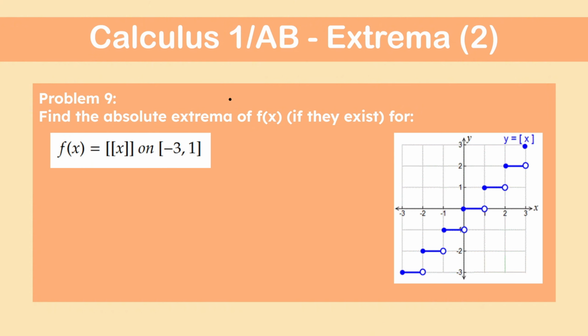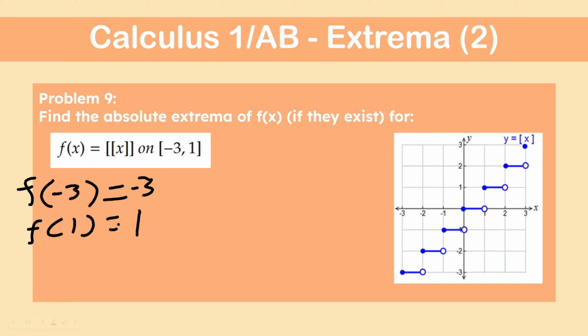Okay, so now we're going to find the absolute extrema of f of x of the greatest integer function from negative 3 to 1. So what we're going to do is plug in the endpoints, negative 3. So as you can see in the graph, f of negative 3 is equal to negative 3, and f of 1 will also equal 1.